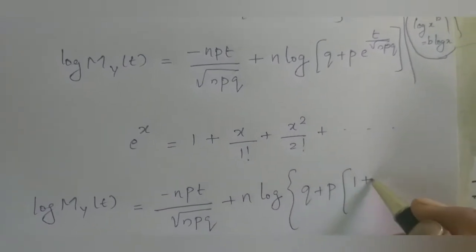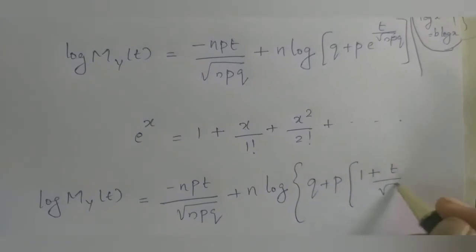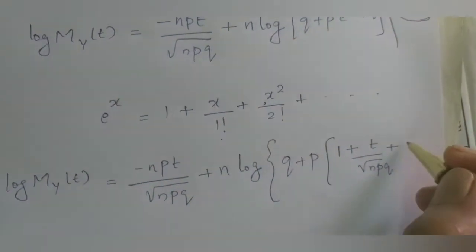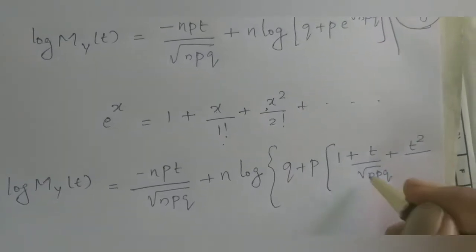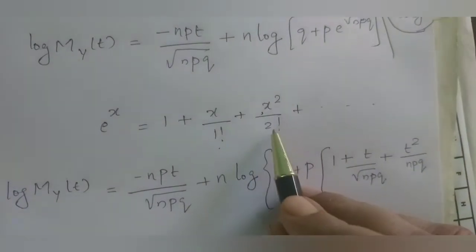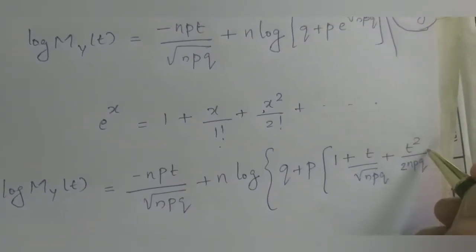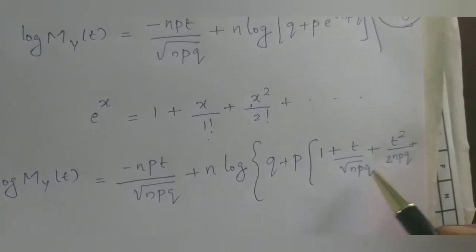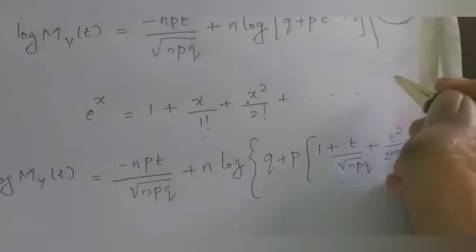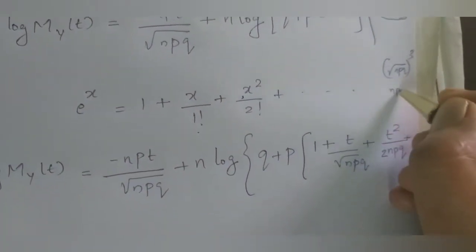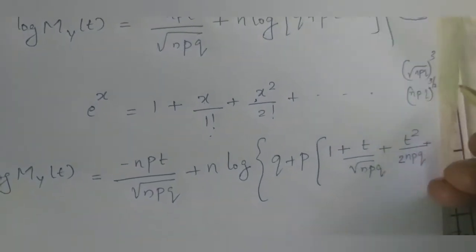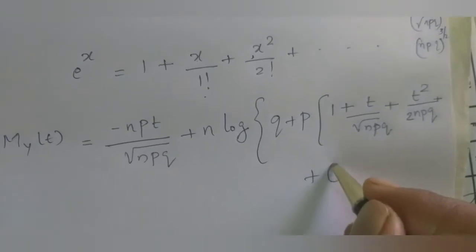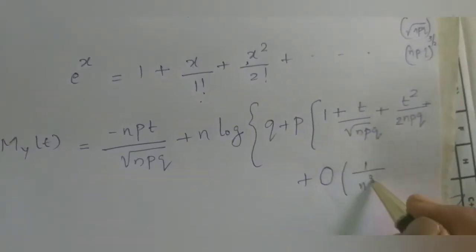Then 1 plus, instead of x, t by root of npq divided by 1 factorial, then x square, that means t square by square will come root will come out, npq by 2 factorial. 2 factorial is 2, so we can write here 2npq. Then the next term becomes t cube by 3 factorial into root of npq the whole cube. Root of npq the whole cube we can write as npq all raised to 3 by 2, that means n raised to 3 by 2, plus order of 1 by n raised to 3 by 2.